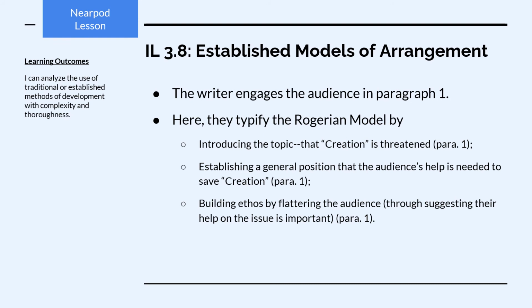In this very short paragraph, they do typify the Rogerian model by introducing the topic that creation is threatened, by establishing a general position, which is that the audience's help is needed to save creation, and by building ethos. They even build ethos in those very short sentences by flattering the audience through suggesting that their help on the issue is important.